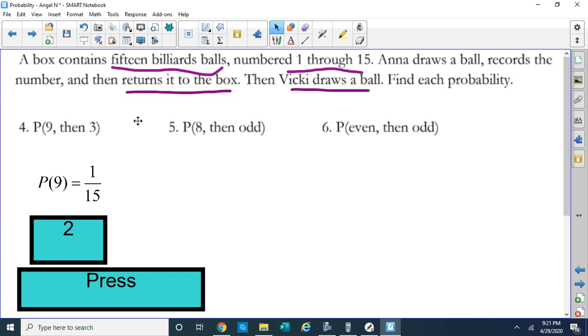So Vicky's going to draw a ball now. She wants to get a 3. So there's only one of those out of the 15. So the probability of Vicky getting a 3 would also be 1 out of 15.